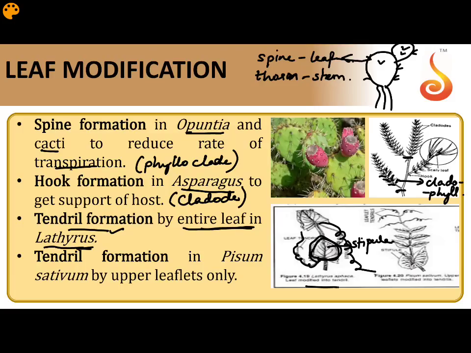In the case of Pisum sativum, only the upper leaflets turn into tendrils. Now, this is a stipule. Again, these three are leaflets. What are these? These are the upper leaves which have become tendrils. So, in both Pisum sativum and Lathyrus, leaves become tendrils, but what is the difference? In the case of Lathyrus, the entire leaf becomes a tendril. In the case of Pisum sativum, only a few leaves at the tip become tendrils.